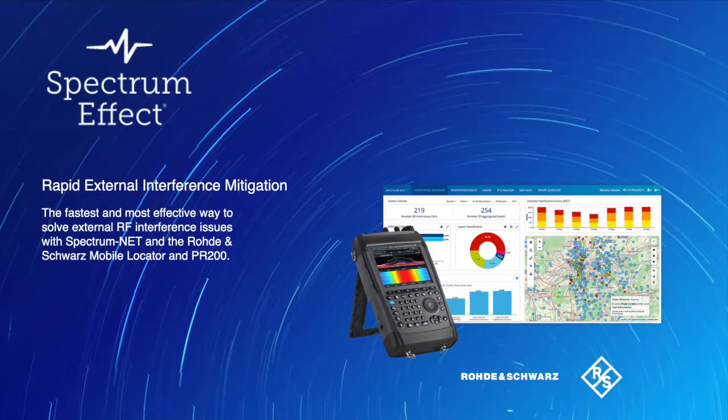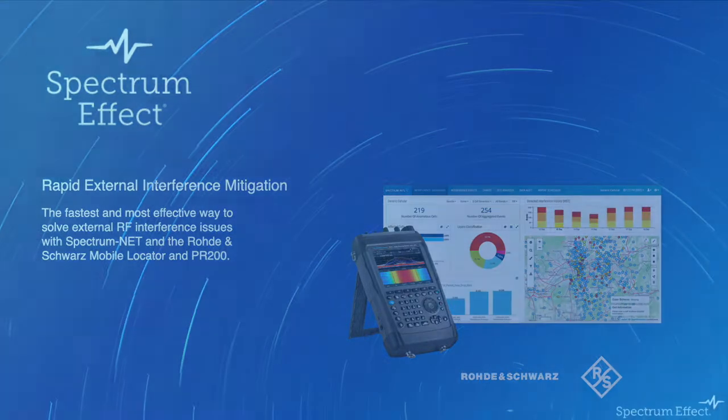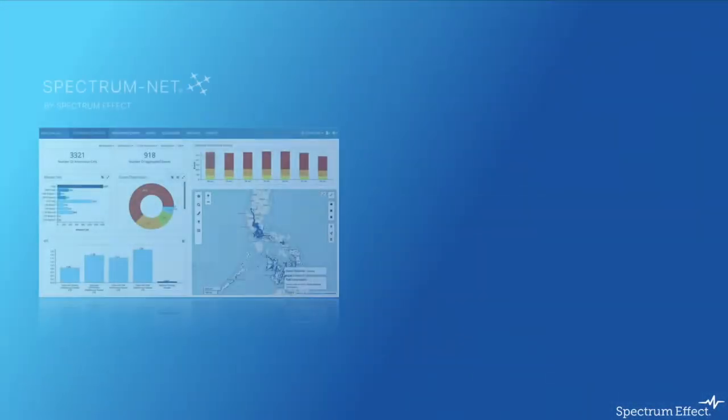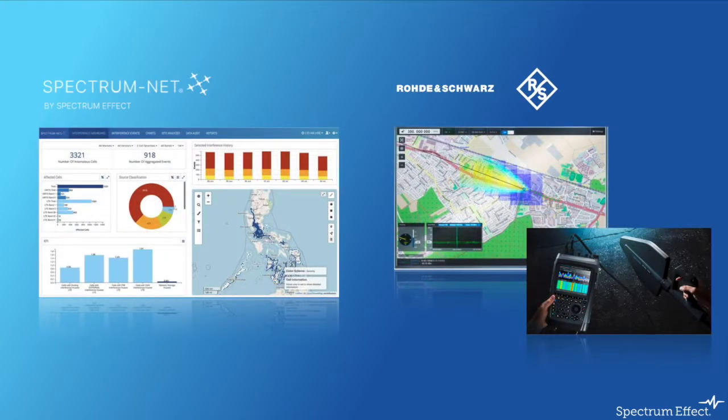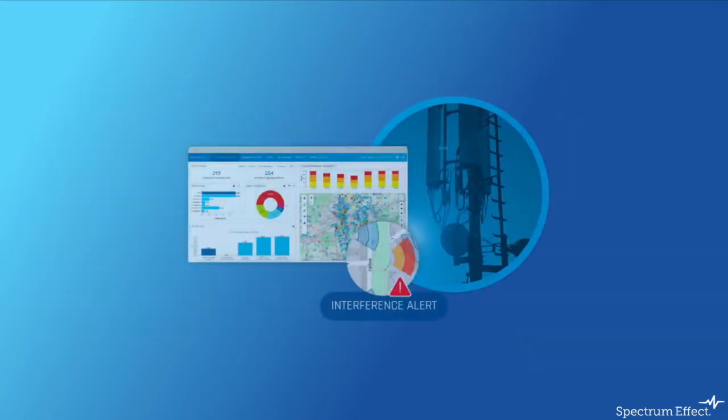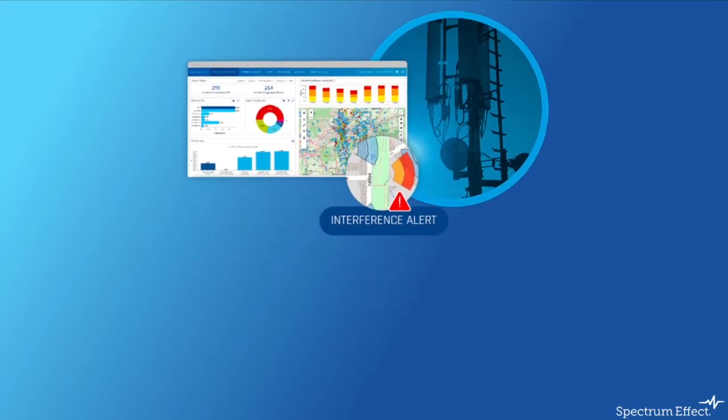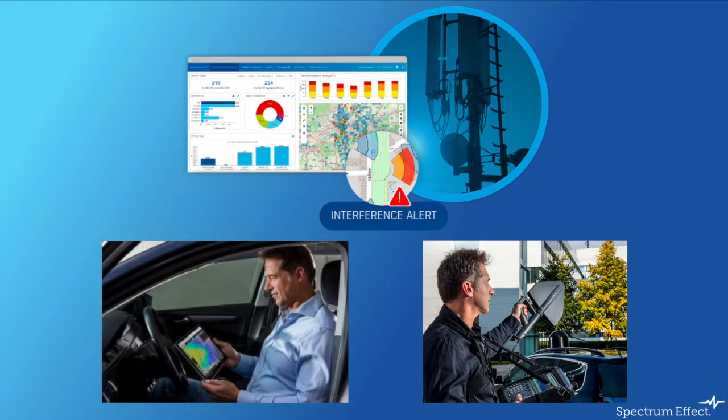When leading operators need to solve their RF interference issues, they turn to Spectrum Effect and Rohde and Schwarz. Spectrum Effect's automated RF interference mitigation software, SpectrumNet, is now integrated with the Rohde and Schwarz mobile locator and the PR200. Today, we are demonstrating how integrating these solutions will make it easier to pinpoint an external RF interference source in an operator's network. We are joining the RF system analyst Carlos, who is operating SpectrumNet.